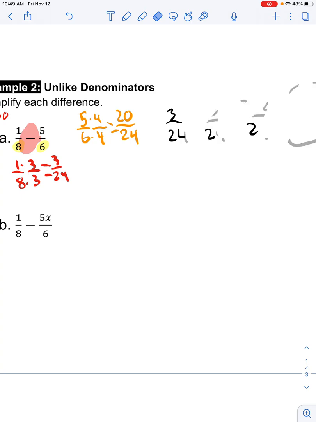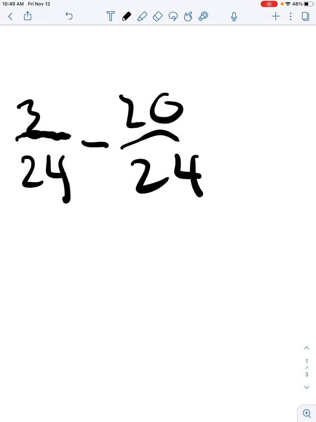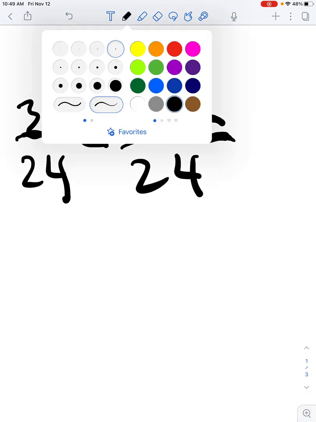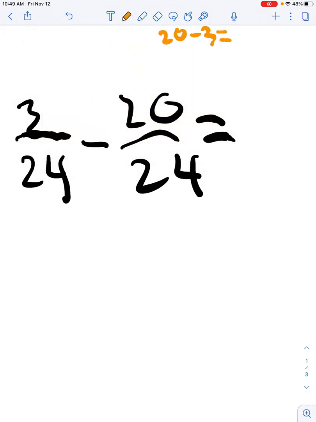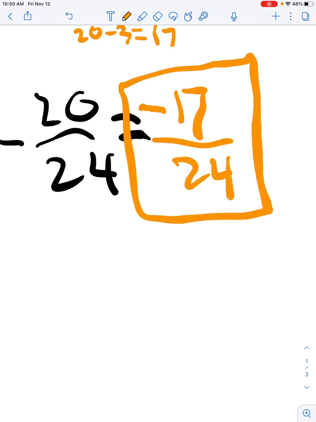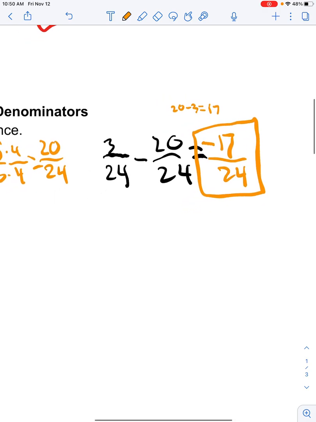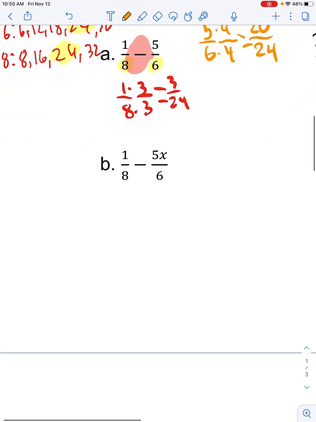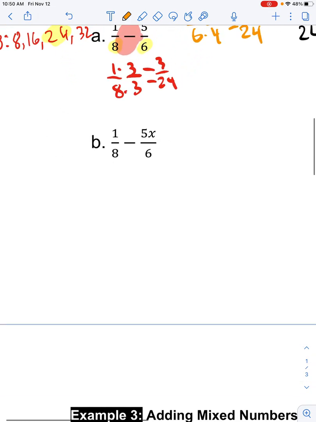Oh, Mr. Larson, you made a big mistake. It said subtract. So let's redo this last part. That's how we would do it if it said add. Now 3 over 24 minus 20 over 24. So I'm taking away the larger number, so my answer is going to be negative. It's 20 minus 3, which is 17, but it's 3 minus 20, so my answer is going to be negative 17. And I keep 24 the same. So negative 17 over 24.